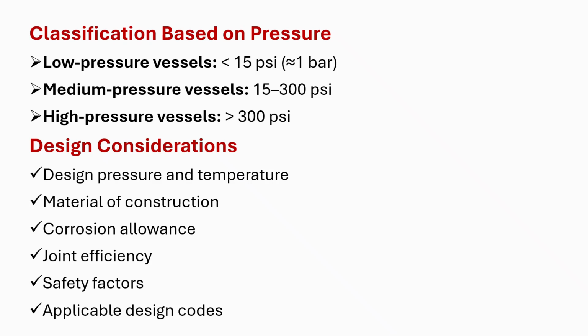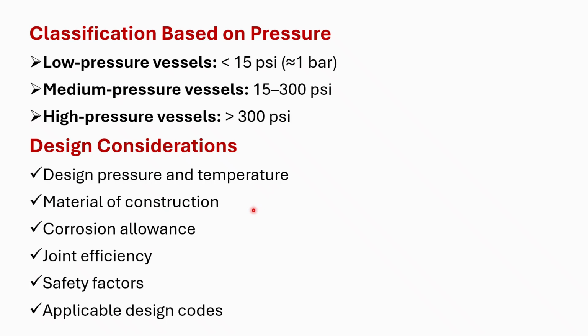Coming to the design considerations, we will briefly discuss the design factors which have to be considered during the design of a pressure vessel. Some of them are design pressure and temperature, material of construction, corrosion allowance, joint efficiency, safety factor, and applicable design code.